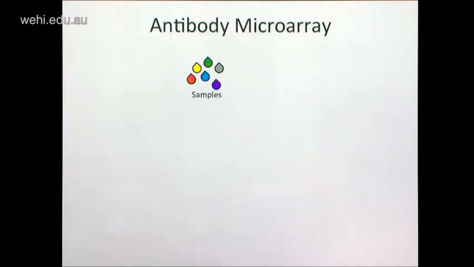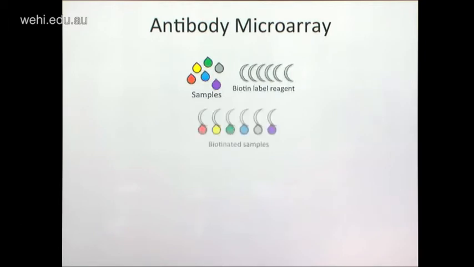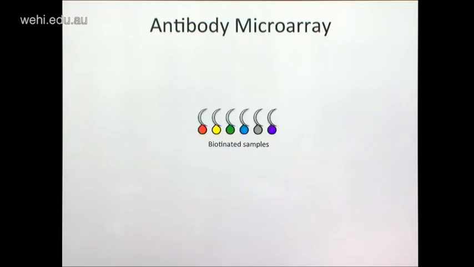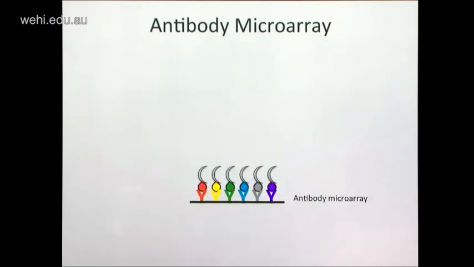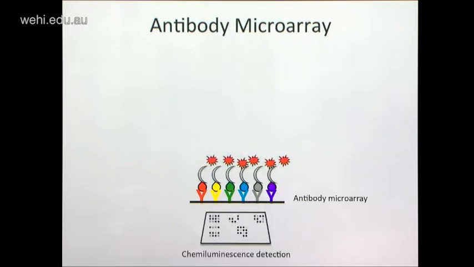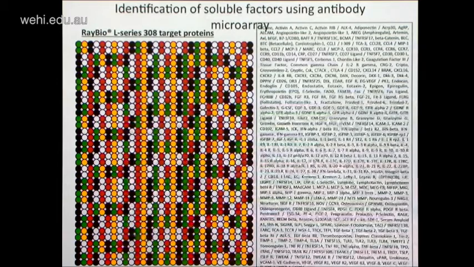We use these fractions as a sample and biotinylate the sample, and then put this biotinylated sample onto the antibody microarray for the identification of the unknown factors, using chemiluminescence detection. This experiment we are going to do very soon. And by using this microarray, called the Weibo L series, we are able to detect more than 300 proteins in the active fractions.